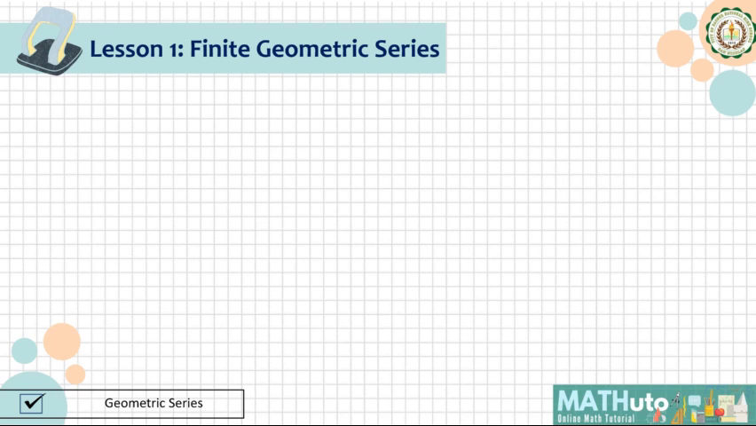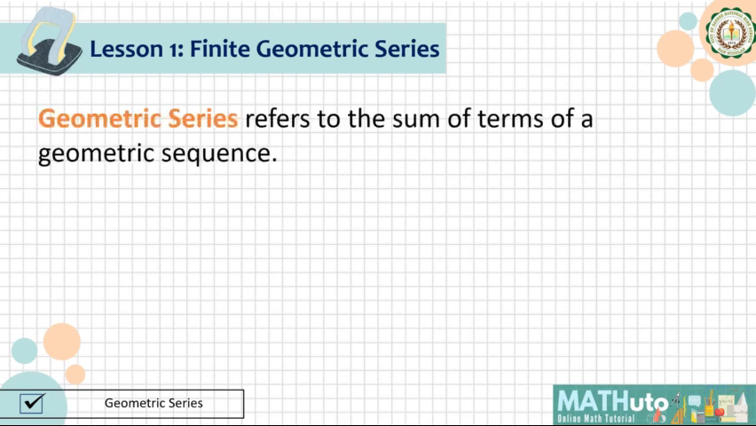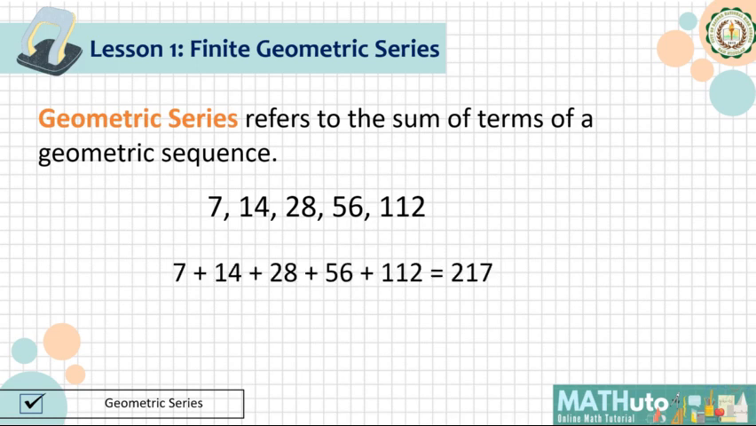Our first lesson is all about finite geometric series. A geometric series refers to the sum of terms of a geometric sequence. For example, in the given example a while ago, we have 7, 14, 28, 56, 112. When we add all of these terms, the answer is 217. And 217 is what we call the geometric series. It is the sum of the first 5 terms of the geometric sequence.